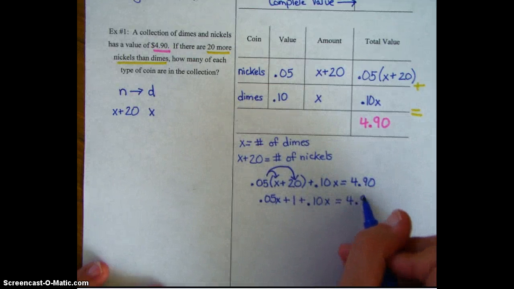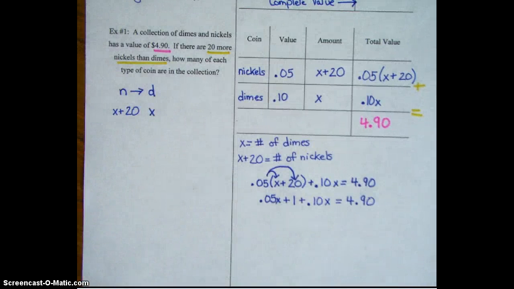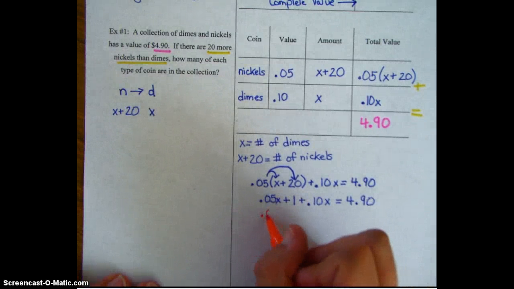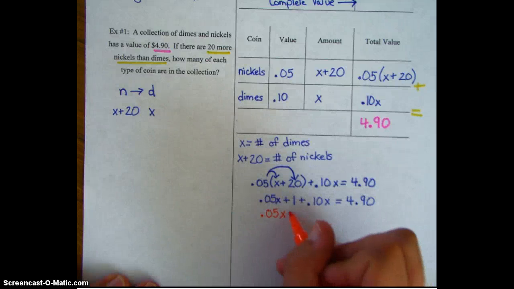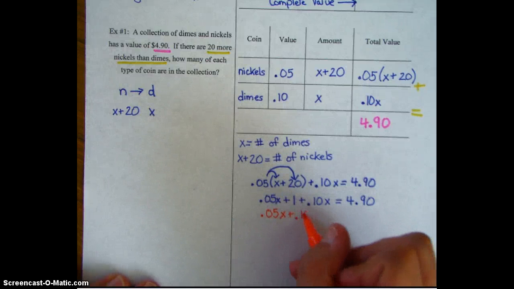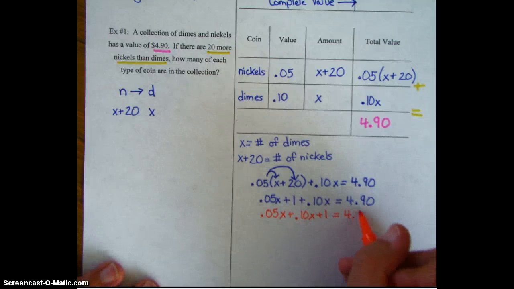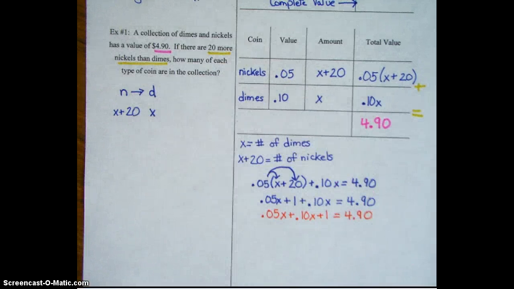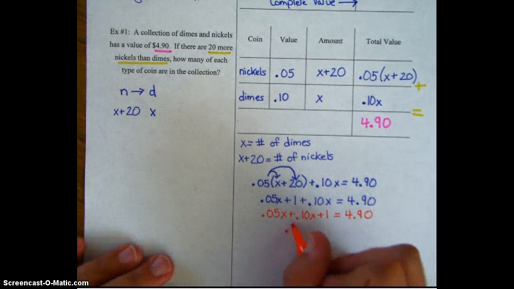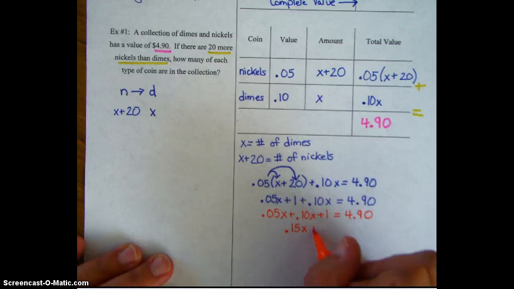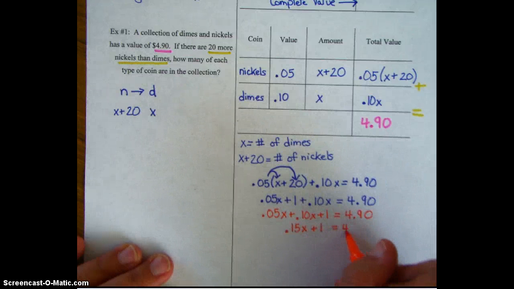An extra step that I like to put in there, I'm going to place in orange. I like to rewrite the problem with the like terms right next to each other. It's not a step that's necessary, but I do think it's helpful. 0.05x and 0.1x can be combined. That's going to give us 0.15x plus 1 equals $4.90.